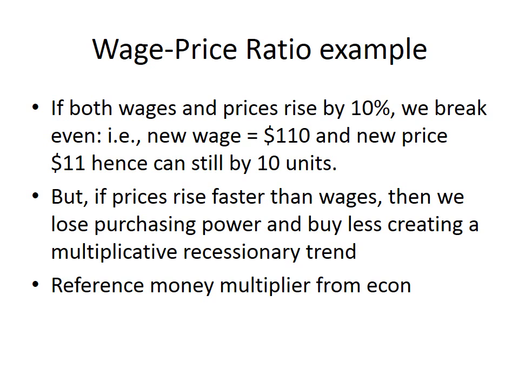Now let's continue. If both wages and prices rise commensurately with each other at 10%, you have 10% inflation, but you also have a 10% rise in wages. What does this mean? Well, the new wage, with a 10% increase, I now have $110 in my pocket. The new price at a 10% increase is $11. I can still buy 10 units. I'm no worse off than I was before. So my purchasing power has stayed the same.